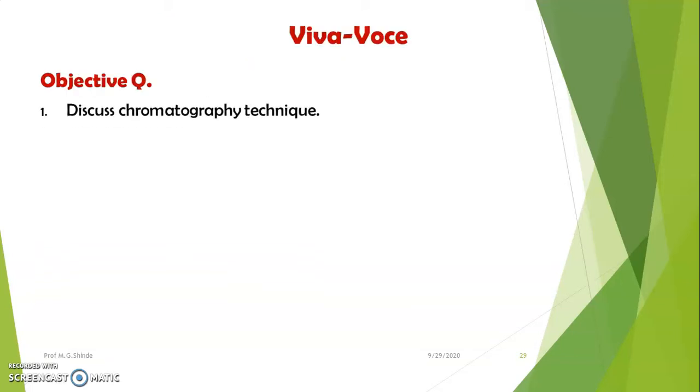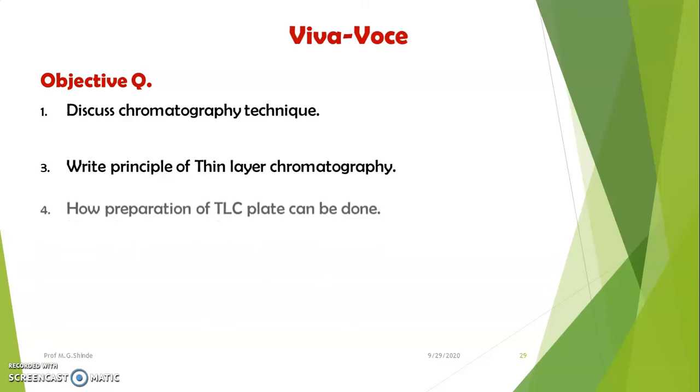Next are five different questions. The first question is: discuss the chromatographic techniques. As we have seen earlier, there are different types of chromatography: column chromatography, thin layer chromatography, paper chromatography, gas chromatography, and high performance liquid chromatography. These are the types of chromatographic techniques. Principle of thin layer chromatography: as we discussed earlier, the principle depends upon adsorption chromatography and the affinity of the two components toward the stationary and mobile phase.